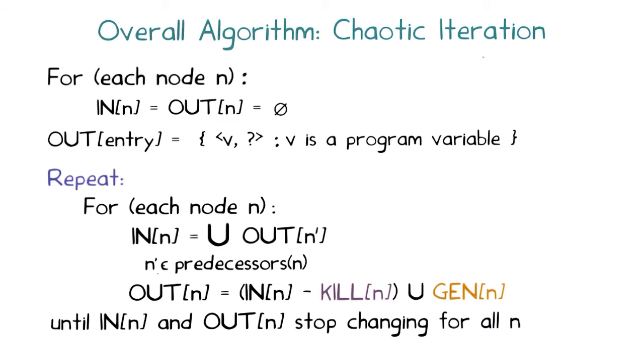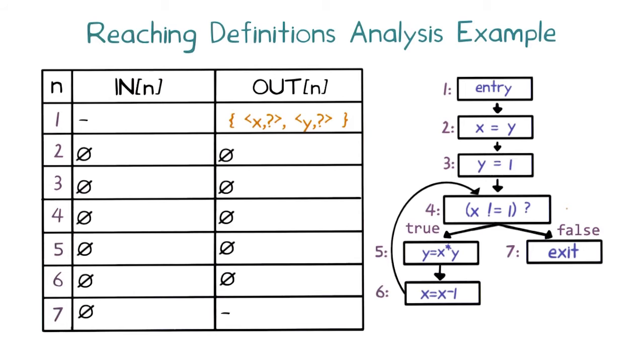It repeatedly updates the in and out sets of each node in the control flow graph until they stop changing. Second, it is chaotic in the sense that in each iteration, it visits all the nodes in the control flow graph and applies the two operations we just discussed to update the in and out sets of each node. Crucially, the order in which the nodes are visited does not matter, lending the adjective chaotic in the name of the algorithm.